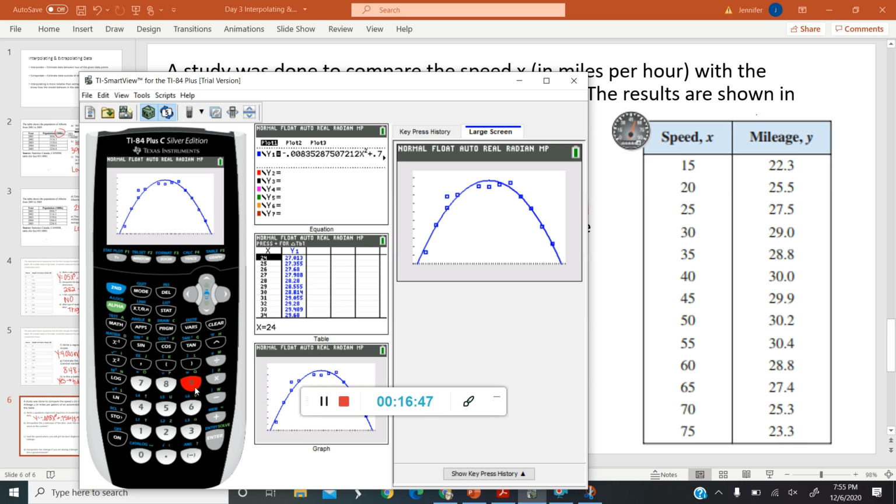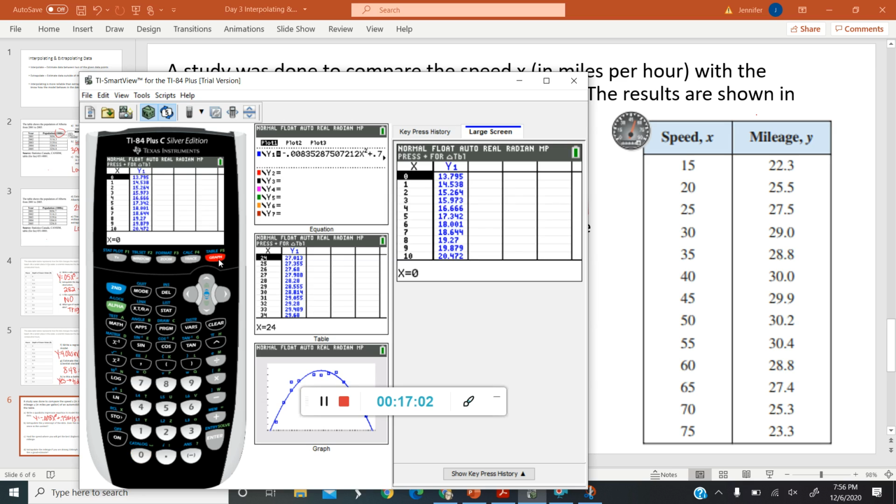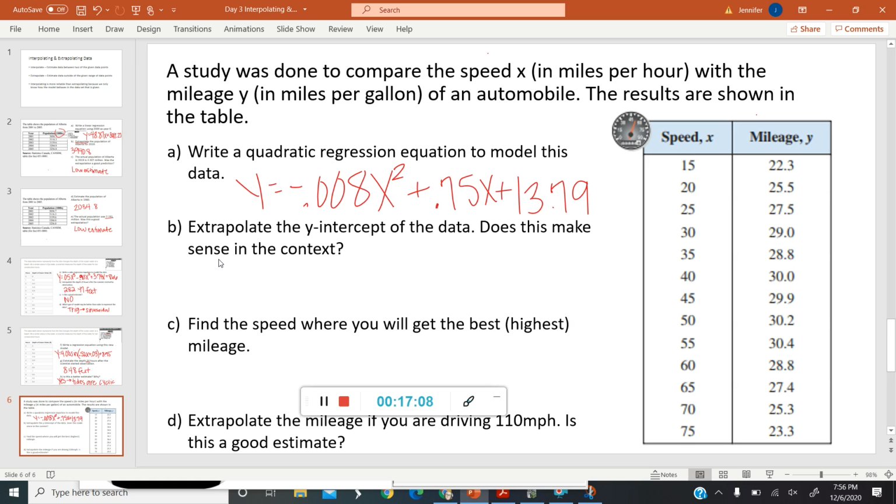For the y-intercept, that's going to be where x equals 0. So I'm just going to come to table set and change table start back to 0, which is what I typically like it on anyway. And then I'm going to hit second graph to go to my table. And at x equals 0, y equals 13.795. So I'm going to write out 13.795. And this is miles per gallon.